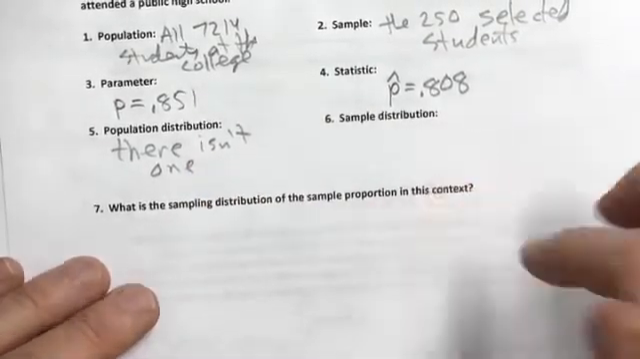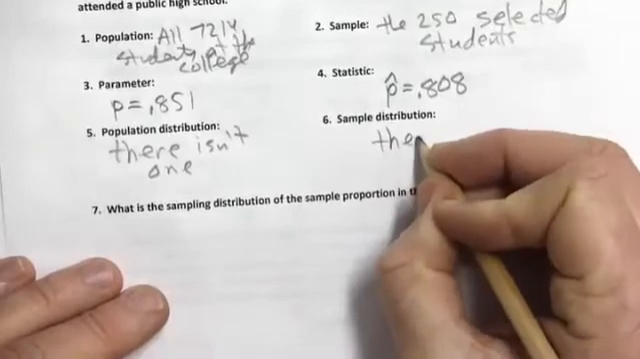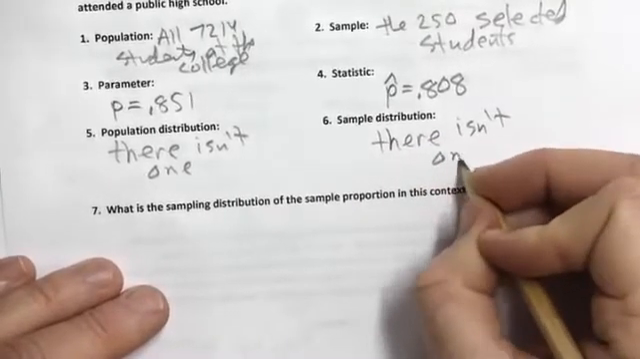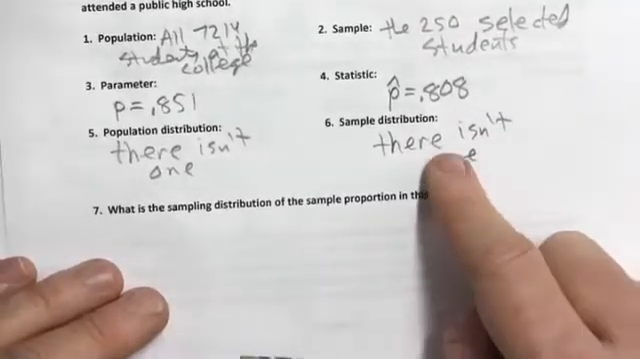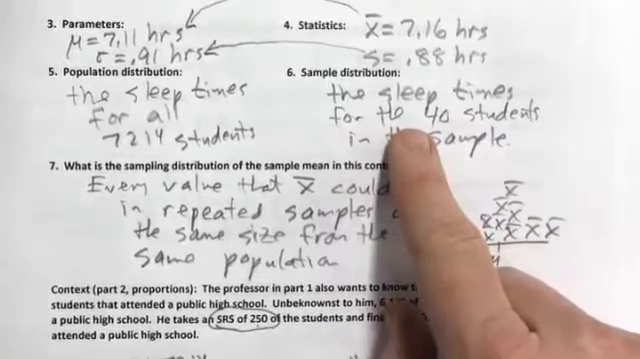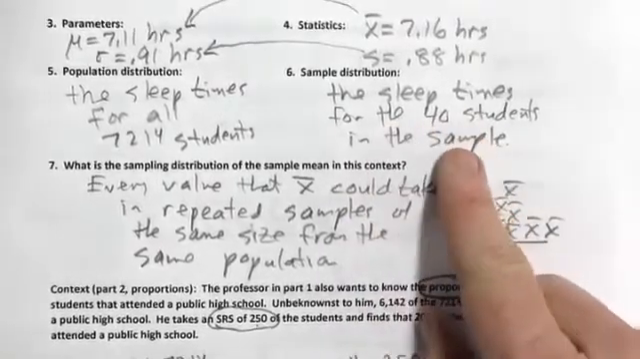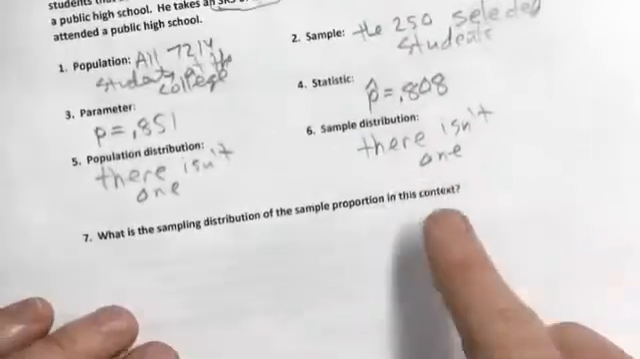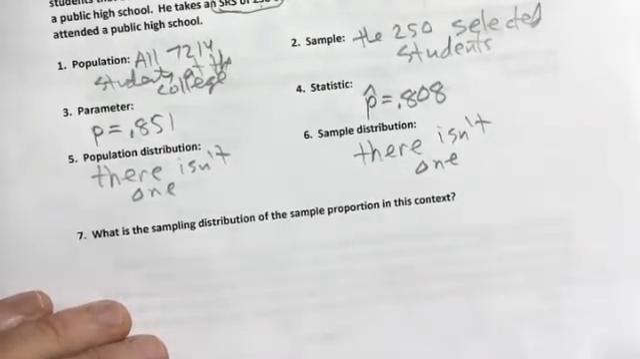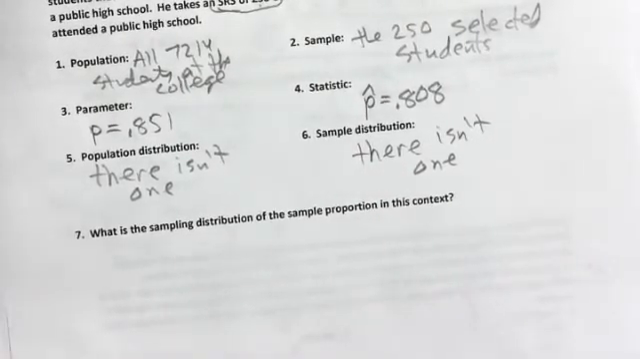And the same thing with a sample. In regards to a proportion, there isn't a population distribution, or there isn't a sample distribution. Like here, if it was quantitative, everybody's got a different sleep time, okay? But when you're dealing with this, it's just they either went to public school or not. So that's not really a distribution. That's not a list of numbers, so to speak.